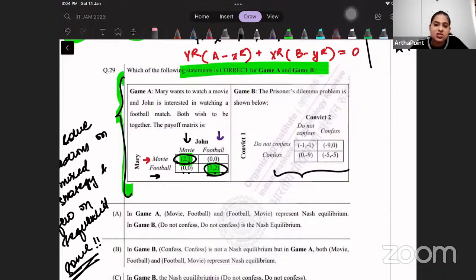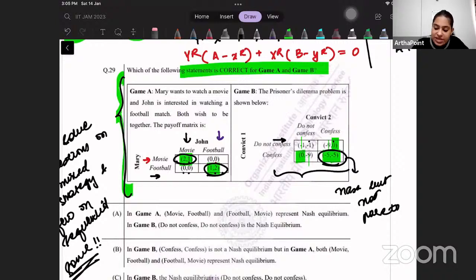We again know this one, the prisoner's dilemma, a classic problem. When you go for not confessing, between -1 and 0, 0 is greater. Between -9 and -5, -5 is greater. Between -1 and 0, 0 is greater. Between -9 and -5, -5. So what we see is this is the only Nash. We have discussed in class that this is Nash, but not Pareto efficient. You should remember this.